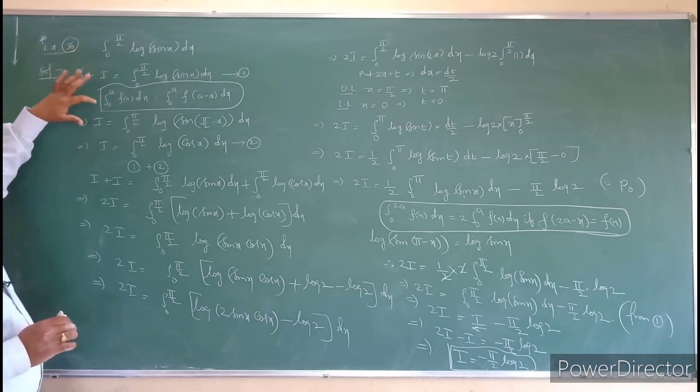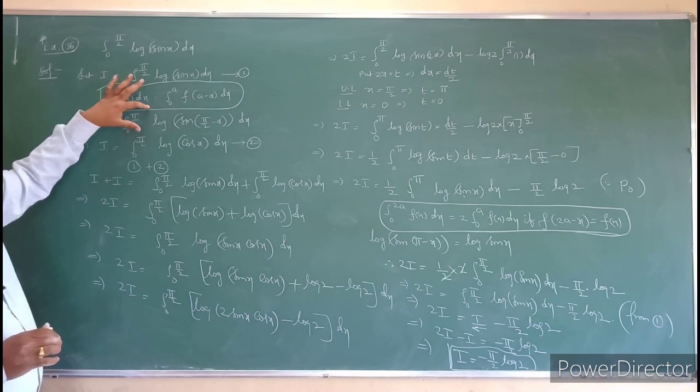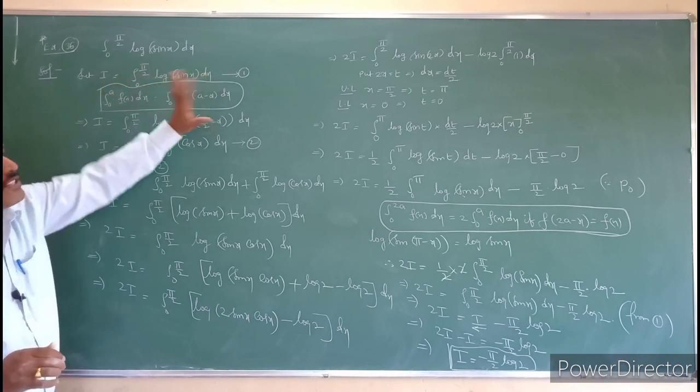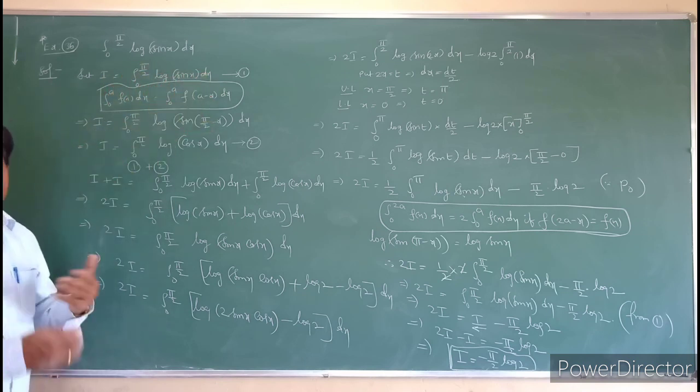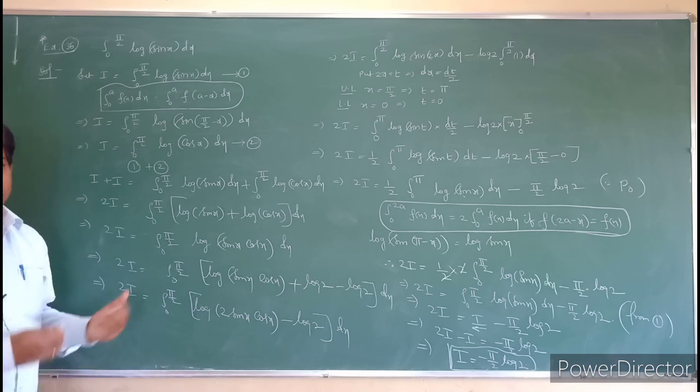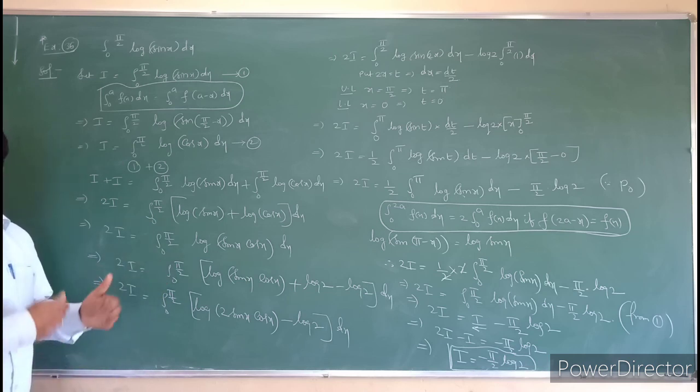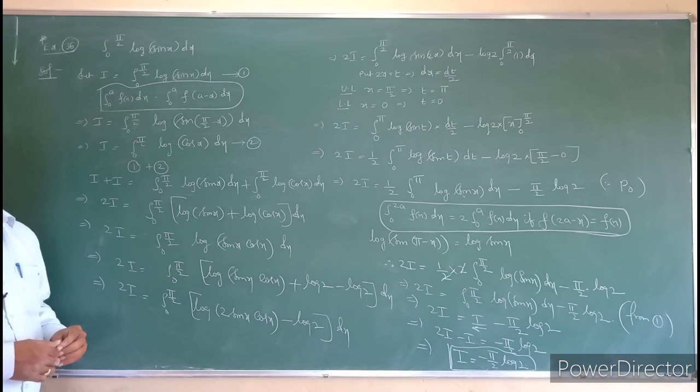So first use this formula: integral 0 to a of f of x dx is equal to integral 0 to a of f of a minus x dx. You have to practice this a number of times, then only you will get the answer. So you have to practice that, then see the question.